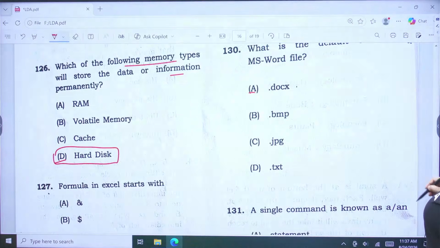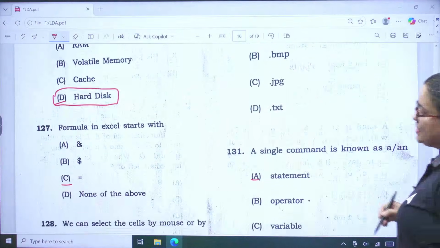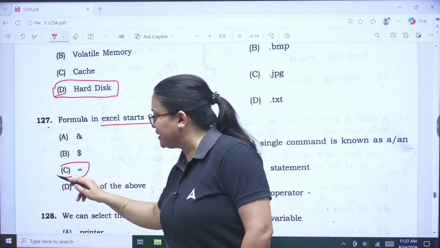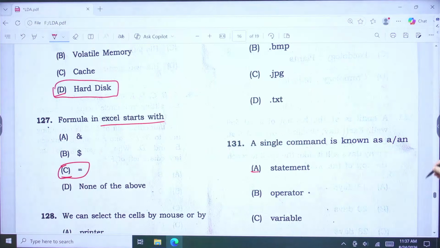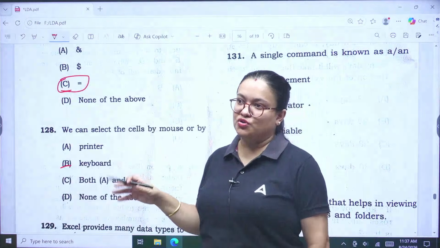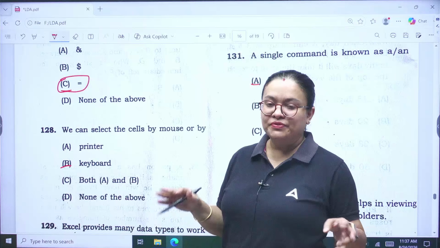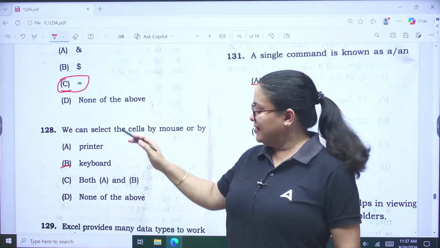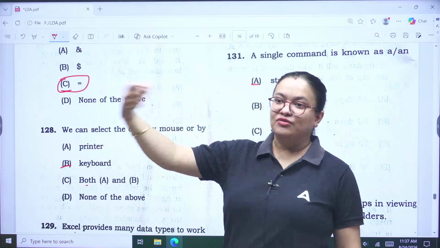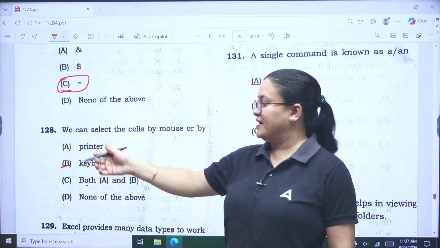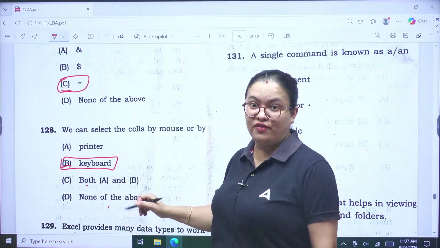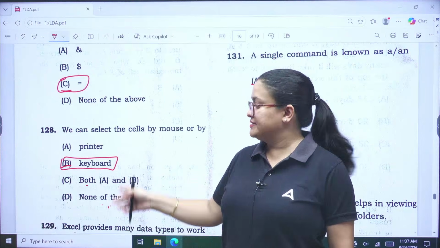Next, which formula? Yes, this also I have taught you. Whenever we talk about Excel, the formula starts with equal to, right? Next question, we can select by mouse or by. Now you do not have the mouse, your mouse is not working or it is very slow. We'll do the same function. Many of you have given both. How can a printer do it? A printer is an output device. So this task will be done by the keyboard. Many of you have given none of the above also. You have to think before answering such questions.